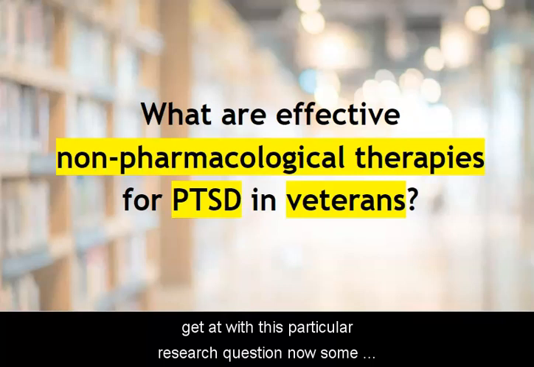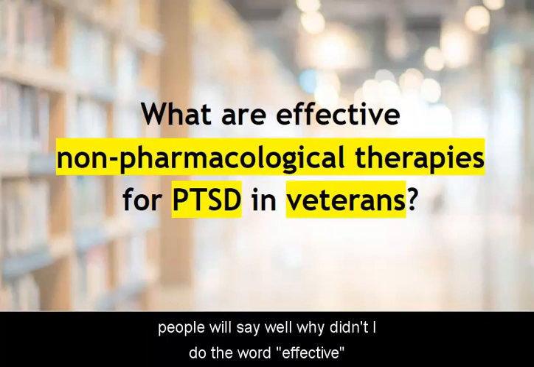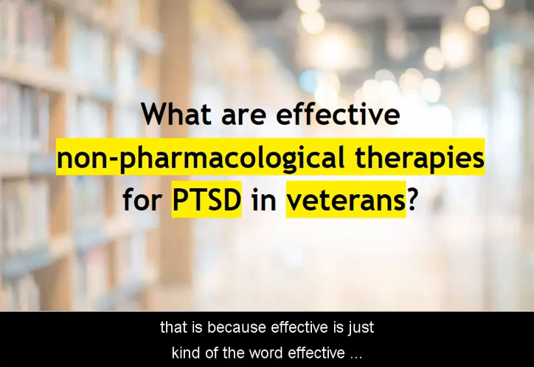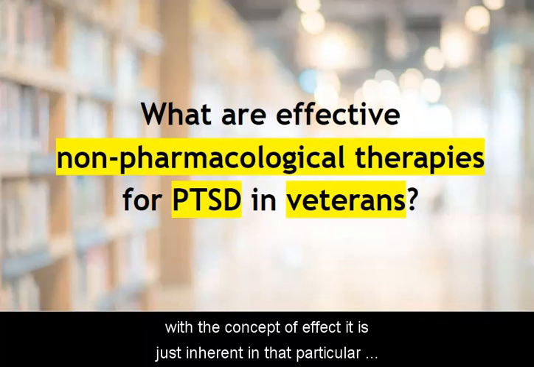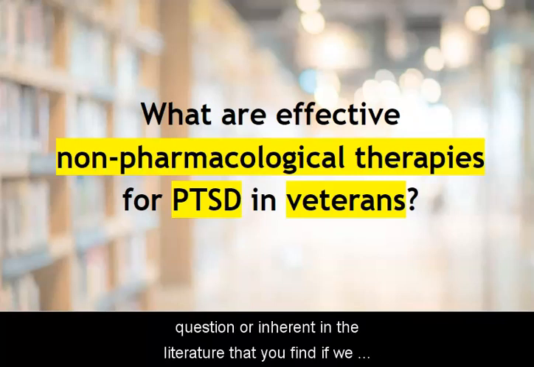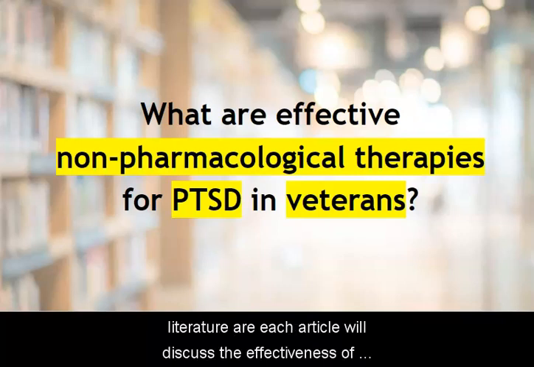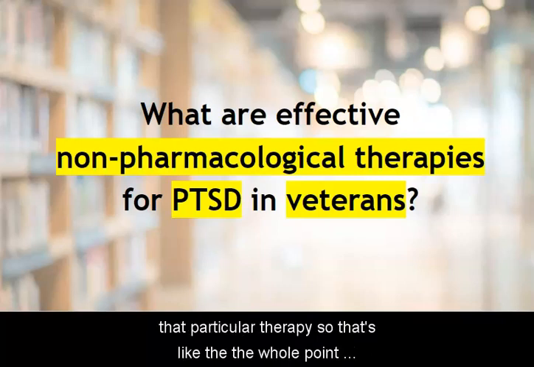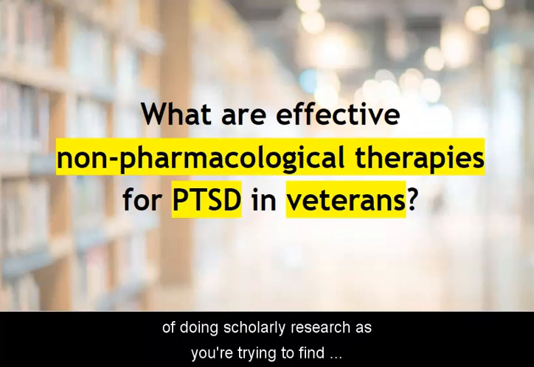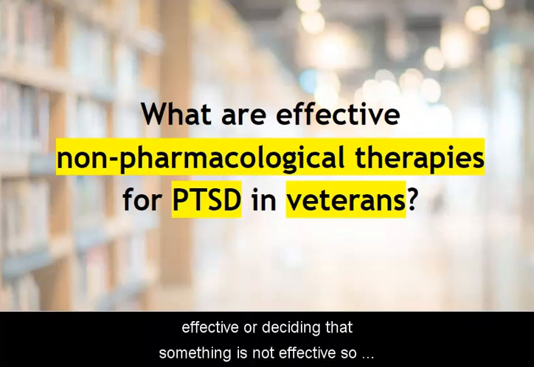Now, some people will say, well, why didn't I do the word effective? That is because the concept of effective is just inherent in that question or inherent in the literature that you find. If we typed into PsycInfo these three main concepts, each article will discuss the effectiveness of that particular therapy. That's the whole point of doing scholarly research: you're trying to find that something is effective, or deciding that something is not effective.